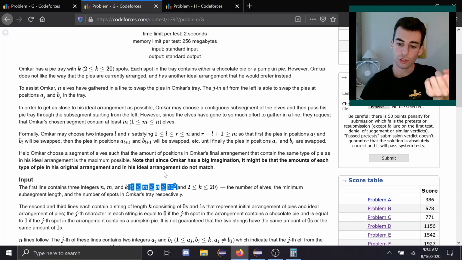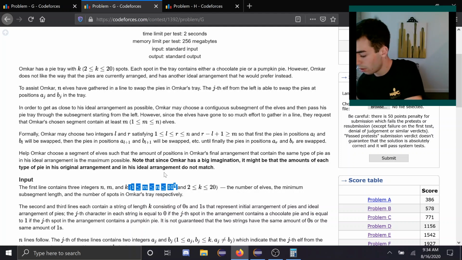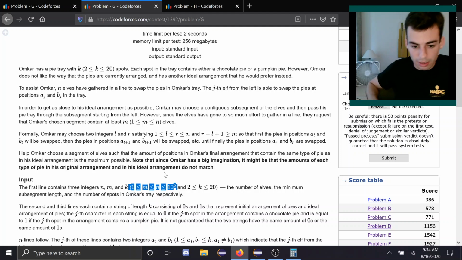If you update a position, you decrease it. That can only happen log n times, right? Because the distance to anything is at most log n. Alright, so that's the solution idea.